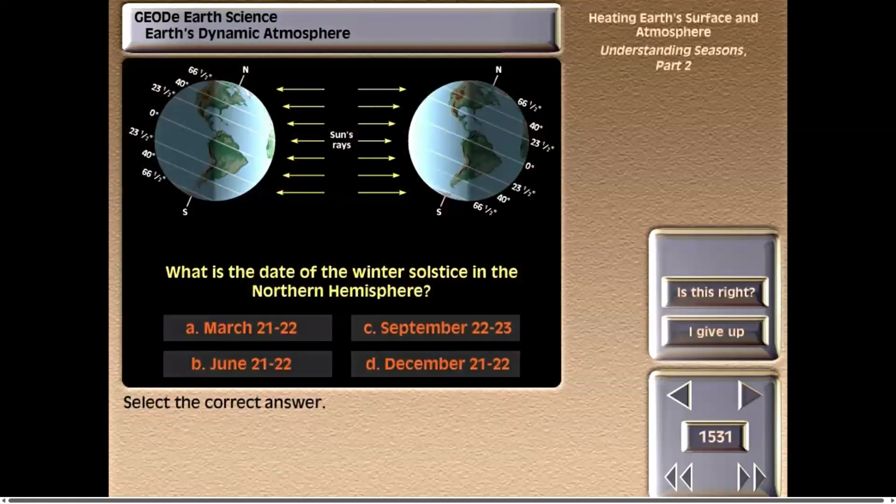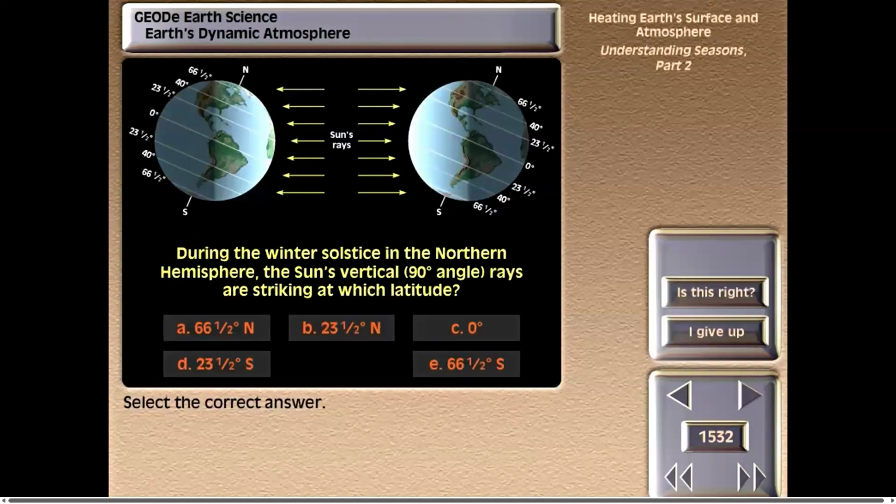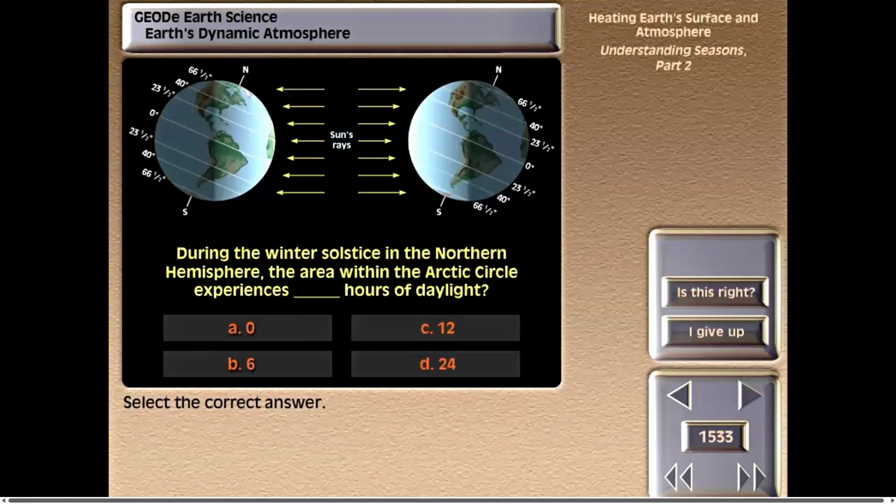What is the date of the winter solstice in the Northern Hemisphere? During the winter solstice in the Northern Hemisphere, the sun's vertical rays are striking at which latitude? During the winter solstice in the Northern Hemisphere, the area within the Arctic Circle experiences hours of daylight.